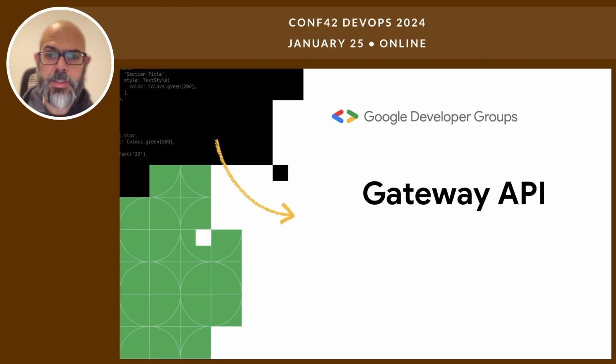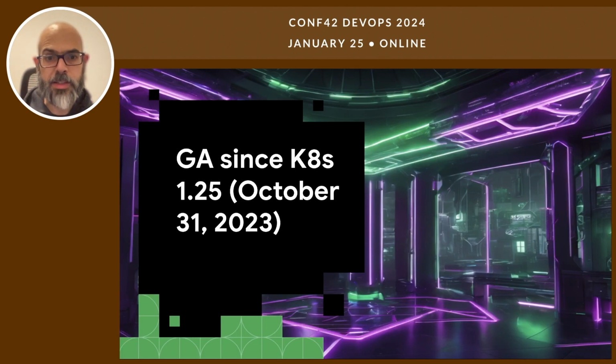Well, let's get to the Gateway API. The Gateway API is globally available since Kubernetes 1.25, which has been released on October 31, 2023. So it's kind of new, if we want to call it new, but it's new if we refer to the global availability of it. The API has been available, but not globally, for like two or three years.